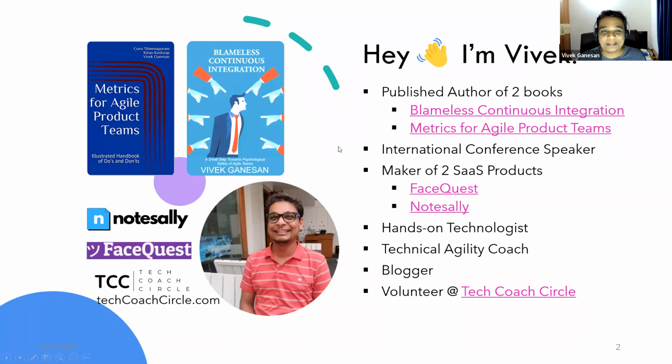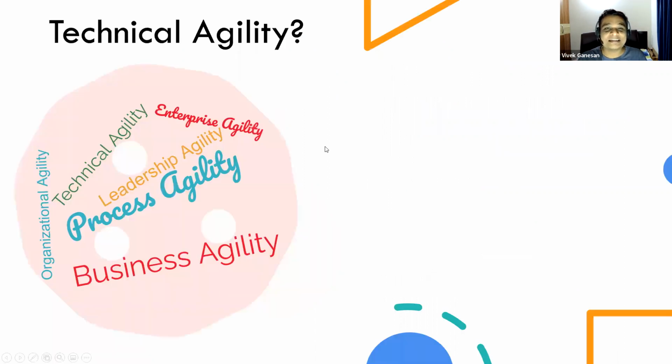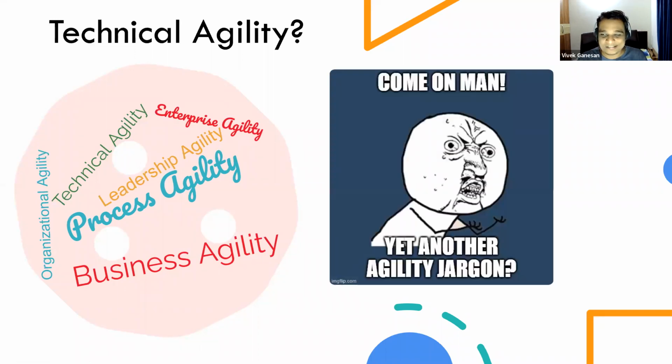Coming to the topic, I've mentioned that there is a term called technical agility. Whenever I mention the existence of technical agility, people come back with a very strong reaction: come on, man, yet another agility jargon. There are already a lot of agilities, the family of X agility: enterprise agility, leadership agility, process agility, this agility, that agility. And technical agility just comes off as one more thing so that we could capture a market share, or somebody's attention.